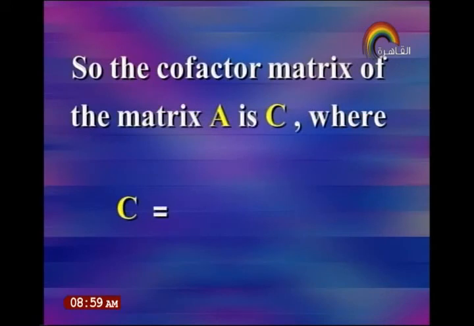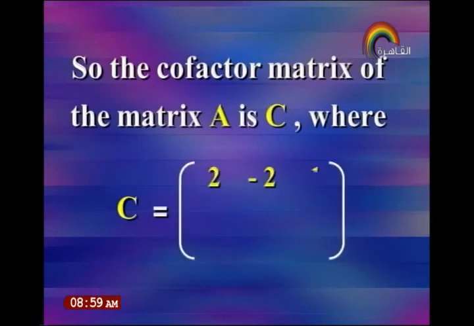The cofactor matrix of A is C, where C is 2, -2, 1, the first row; 2, -1, 0, the second row; -5, 4, -1, this is the third row. Then this is the cofactor matrix.